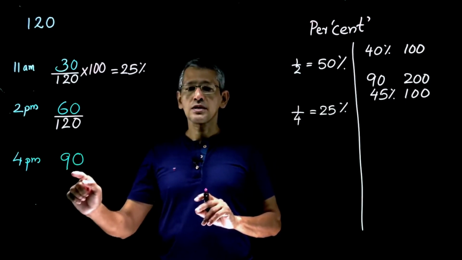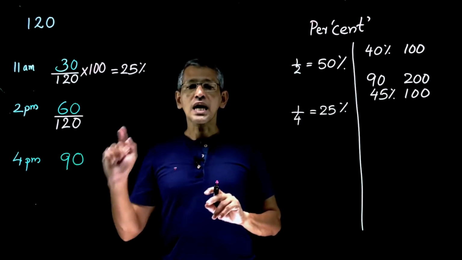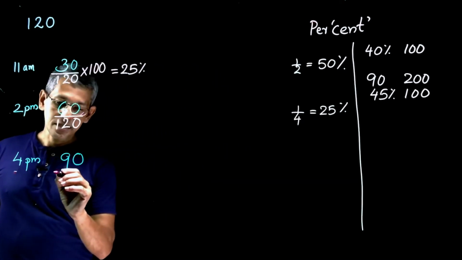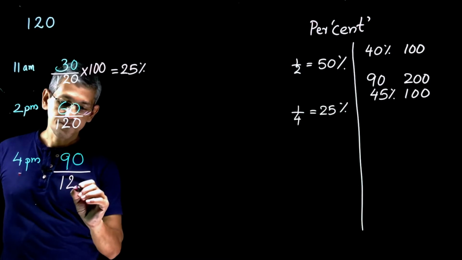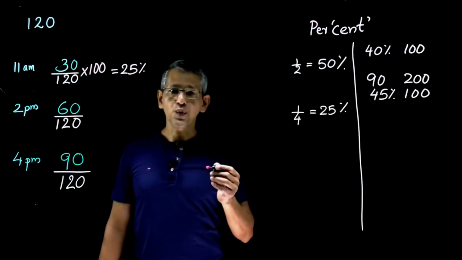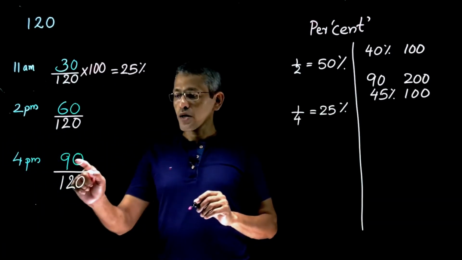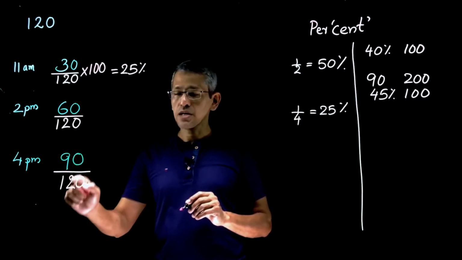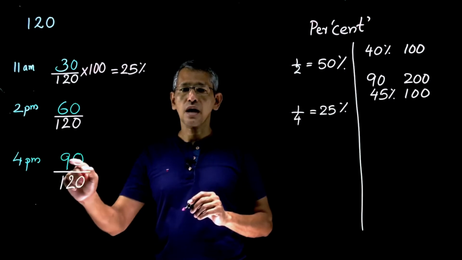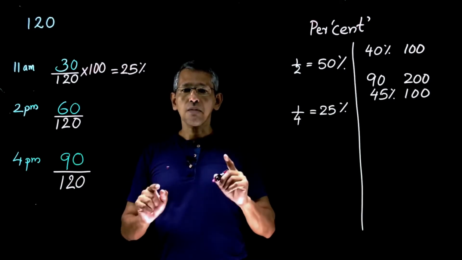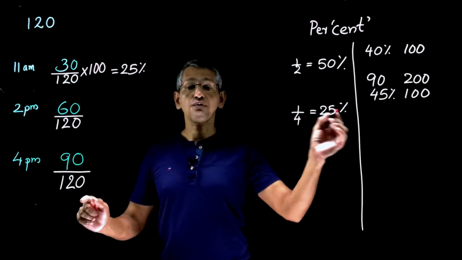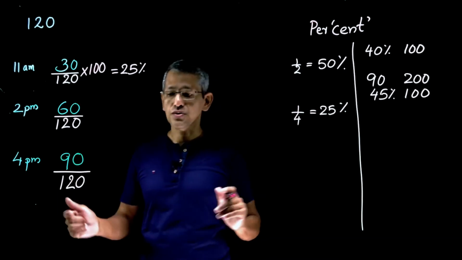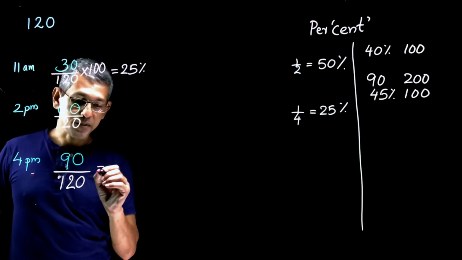At 4 p.m. the baker sold 90 pieces of cake out of 120. There are two ways of taking it. One, see that it is 9 by 12, as the 0 cancels. 9 by 12 is 3 by 4. 1 by 4 is 25 percent, so 3 by 4 is 25 percent into 3. So that is 75 percent, correct?